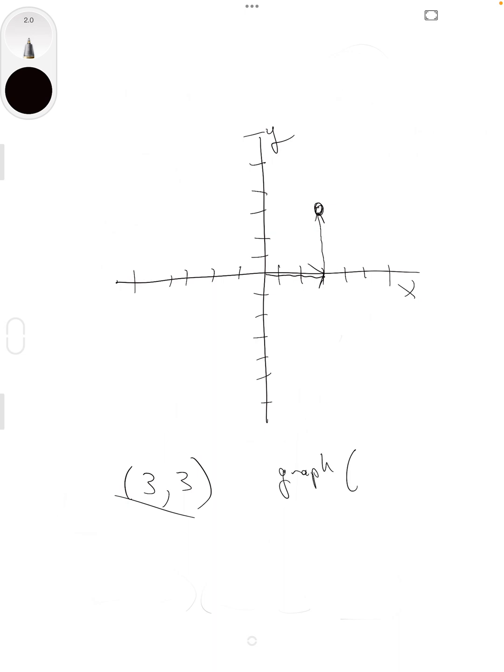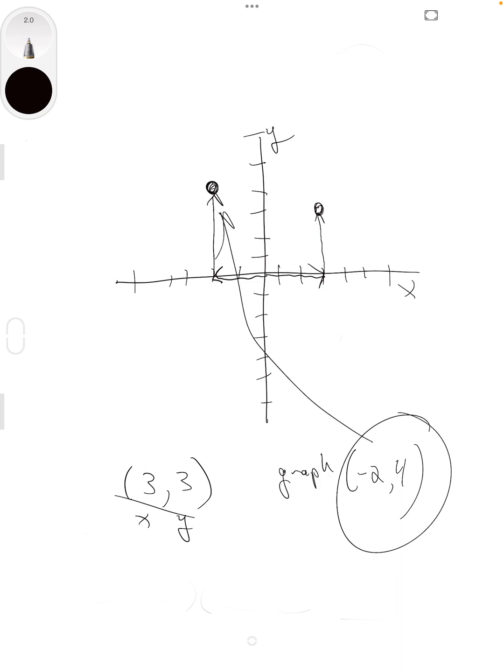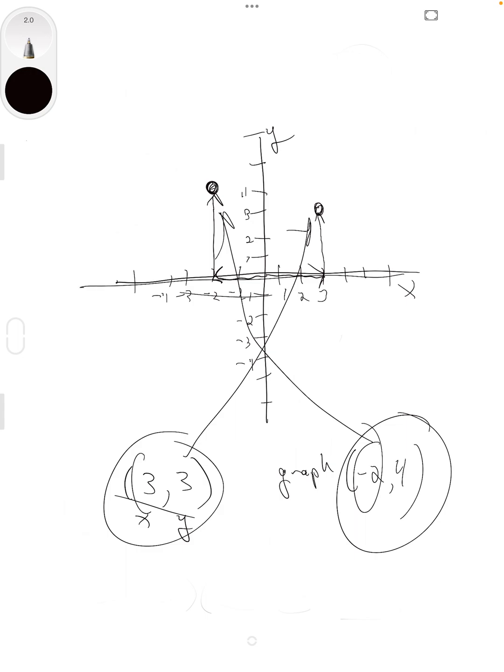If I say graph negative 2, 4, well, x's are first, y is second. So x is negative 2, up 4. So that's that dot. Okay, so negative 2, 4, that's that one. 3, 3, that's that one. So these are positive over here. This is going to be 1, 2, 3, 4. This is going to be negative 1, negative 2, negative 3, negative 4. And on the downwards, it's negative 1, negative 2, negative 3, negative 4, etc. So when we graph things, these numbers are the x-axis. These numbers are the y-axis.